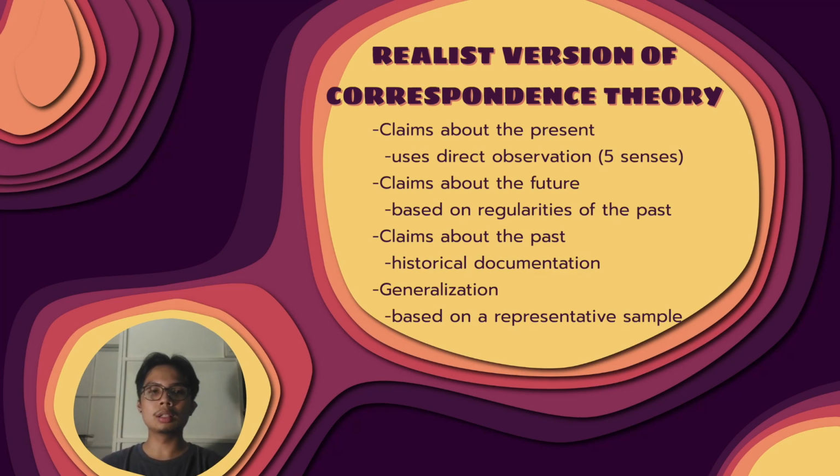And this theory says that these predictions should be based on past regularities. The easiest example for this would be the statement that the sun will rise tomorrow, which is based on the fact that the sun has risen yesterday and all the days before that, which makes it fairly reasonable to expect that the sun will also rise tomorrow.